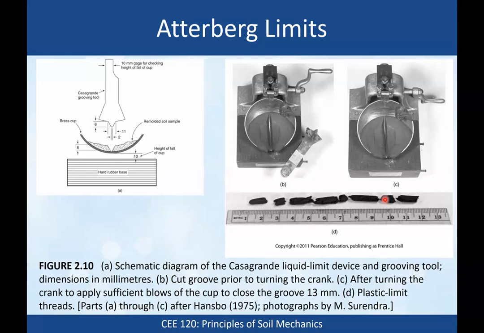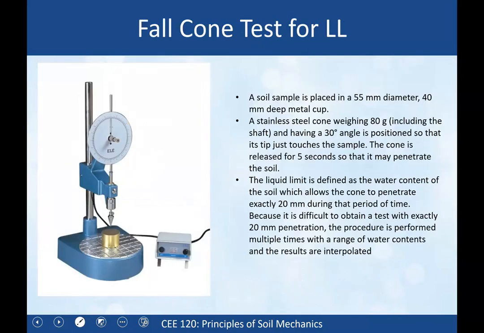And your goal should really be to challenge yourself to see if you can roll it thinner than that 1/8 inch thread. And once you get it to crumble at 1/8 of an inch thickness and you just can't roll it any thinner, you gather up all those little pieces of soil and you measure that water content. And that's the plastic limit. So that's how Atterberg said to measure liquid and plastic limits. And that's still how we do it today.